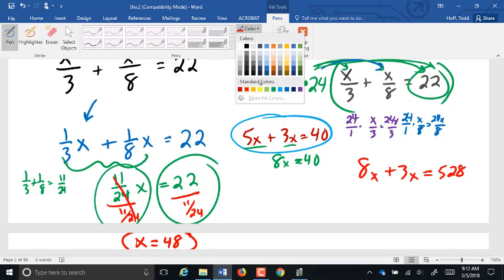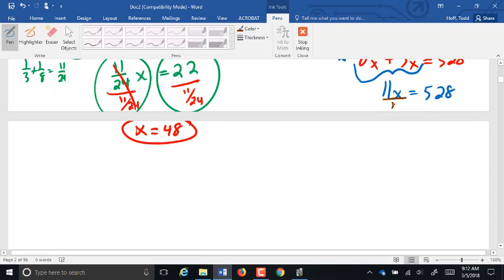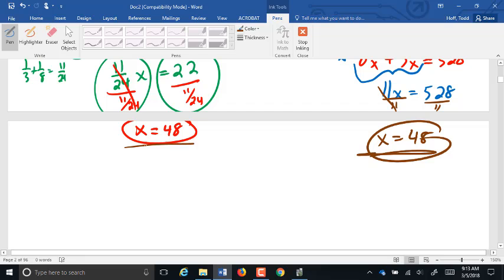So then we can solve that. What's our next step in solving this here? Well, first of all, we've got to combine them. 8x and 3x is 11x, equals 528. And then we can divide out the 11. 528 divided by 11 is 48. We get the same answer either way.